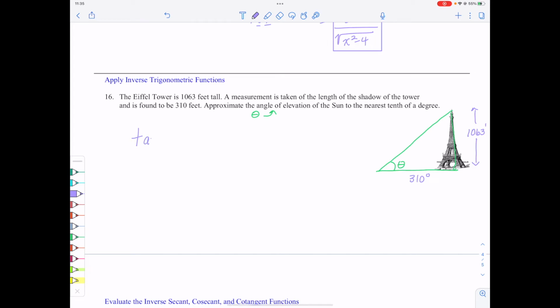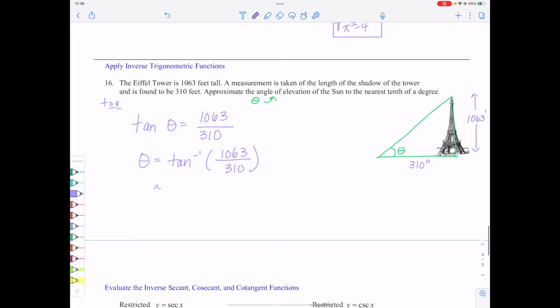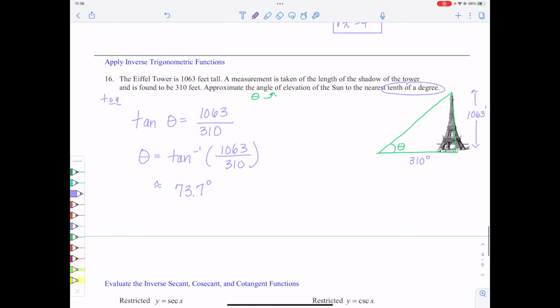We have the tangent of theta, remember, opposite over adjacent, would be 1063 divided by 310. We now can write theta equals the tan inverse of 1063 divided by 310. And if you put that in your calculator, you will get 73.7 degrees. And we just needed one decimal place, and we wanted degrees.